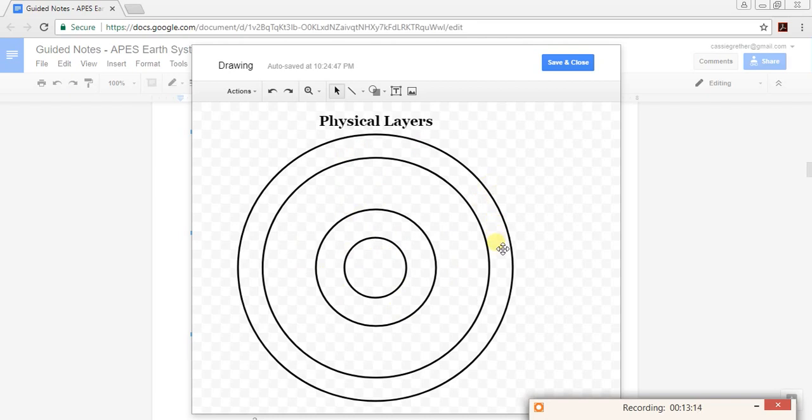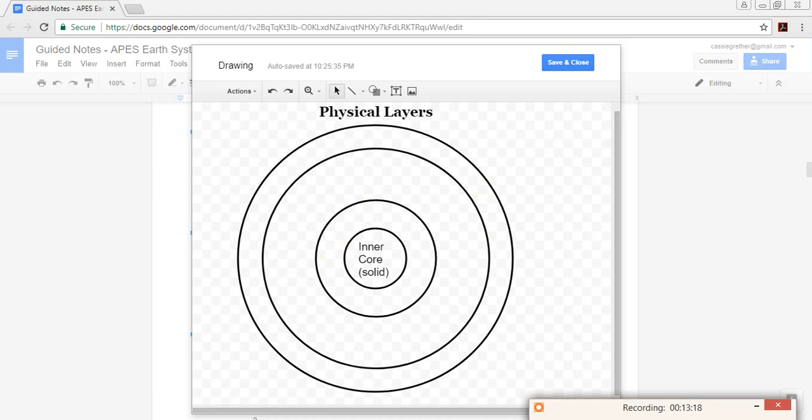Now, let's go ahead and label these. The center layer is the inner core. It is a solid, so make sure you indicate that on there. It's an iron-nickel mix, more iron than nickel, in the center. This is the hottest layer. It should be a liquid. If it was on the surface, it would be.